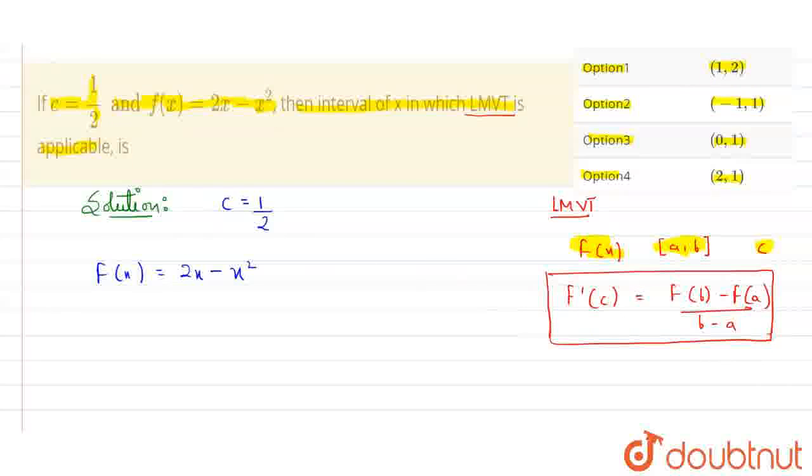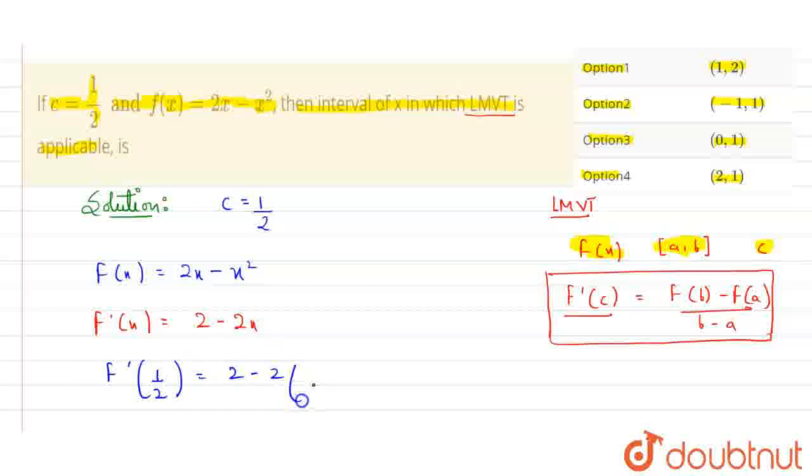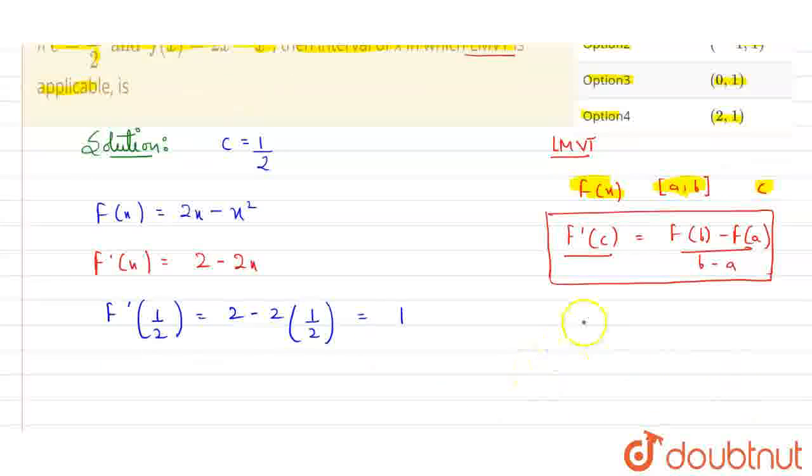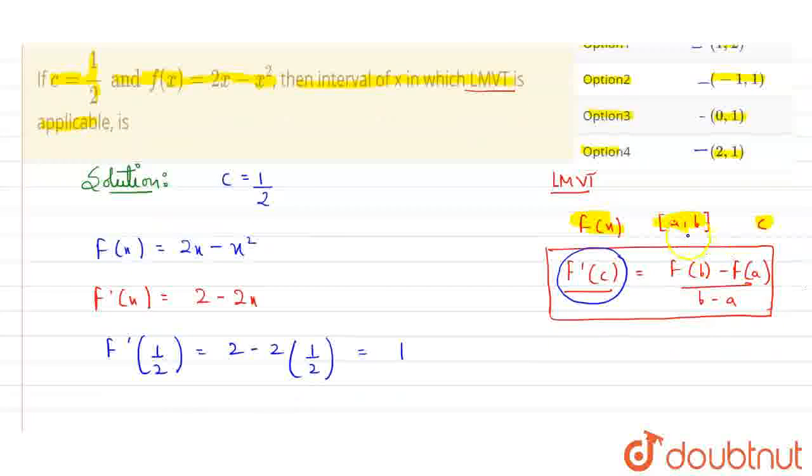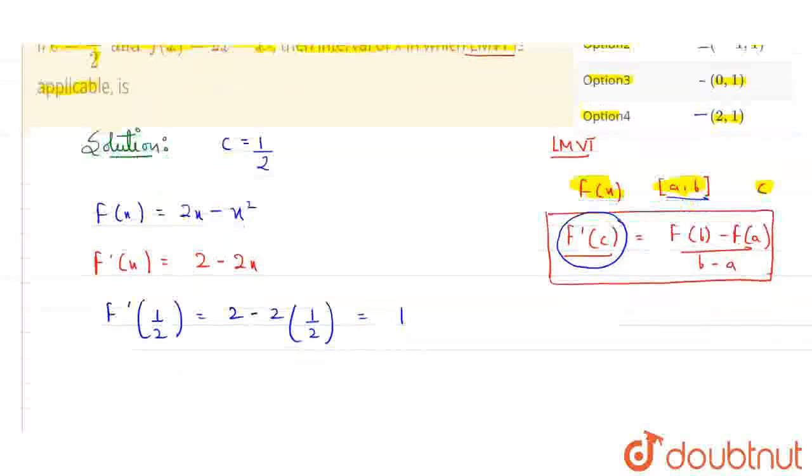So first, in the LHS we have f dash c. For finding f dash c, we first have to find f dash of x. It will be 2 minus 2x. Now put 1 by 2 in place of x. F dash of 1 by 2 will be equal to 2 minus 2 times 1 by 2, which is equal to 1. Now we have the LHS value, that is equal to 1. Now we will consider all these limits in place of a, b, and check whether this formula's RHS is equal to 1 or not.